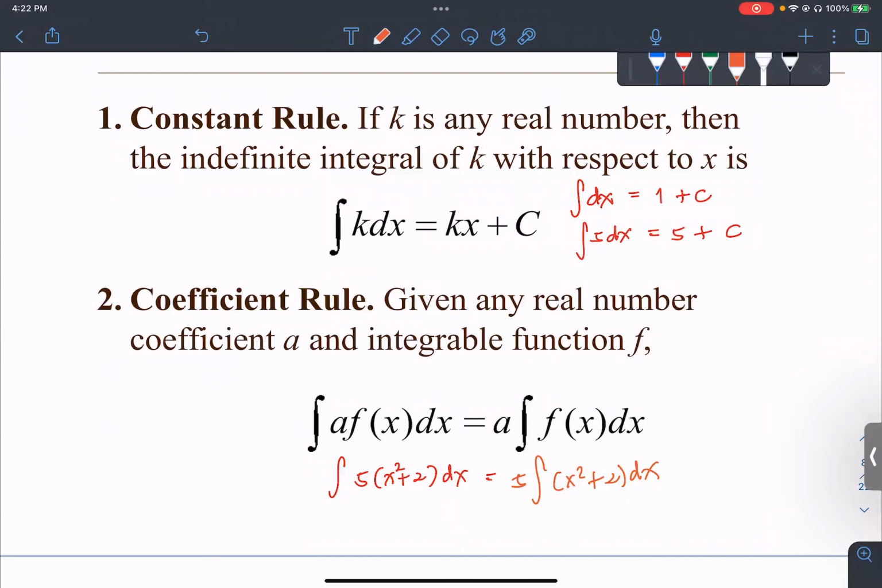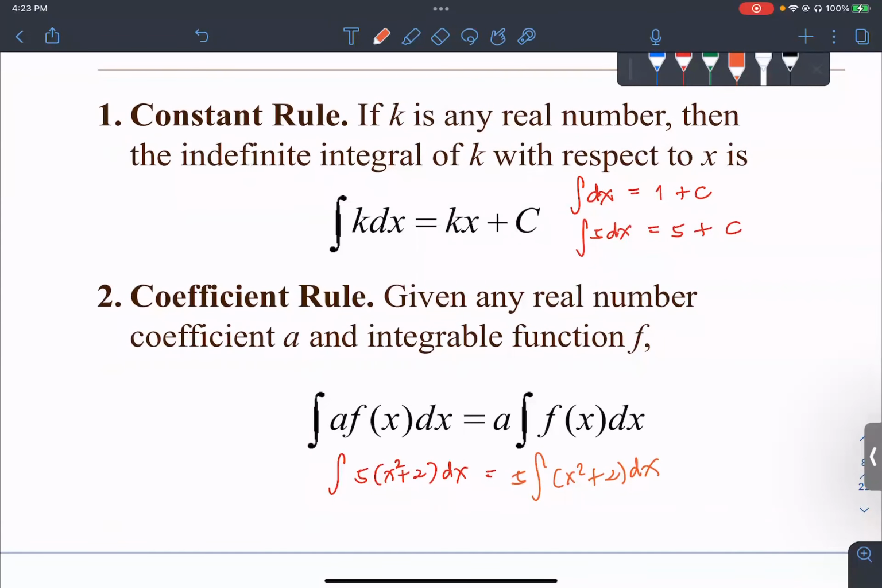So wala siyang plus c. Okay, wala pa siyang plus c kasi meron pa siyang integral sign. As long as we still have the integral sign, we don't add the arbitrary constant c. So gawin mo dito, kuhanin mo muna yung integral ng x squared plus 2. And afterwards, you add c. Okay?